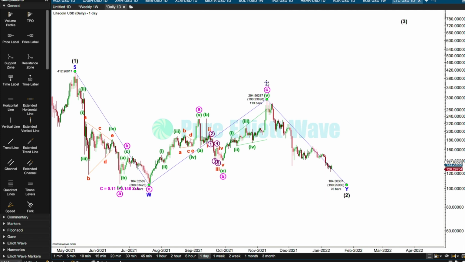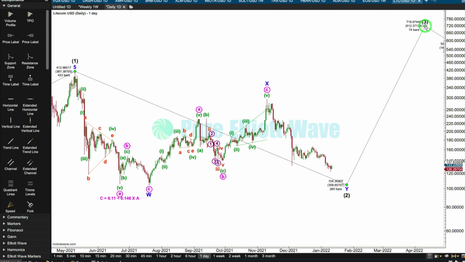So I can't relabel intermediate 2, minor A, B, C if minor A subdivides as a 3, because when A is a 3, that indicates a flat, and it means B has to retrace a minimum of 90% the length of A. If it doesn't, then you're not looking at a flat, you're looking at a double zigzag or a double combination. That's what I think we have unfolding here.